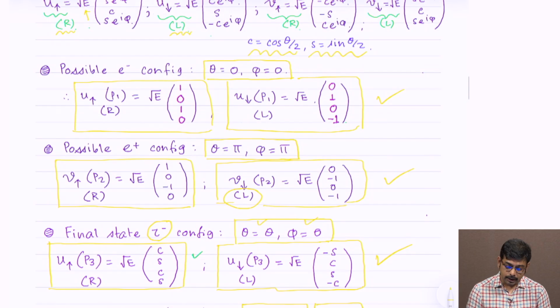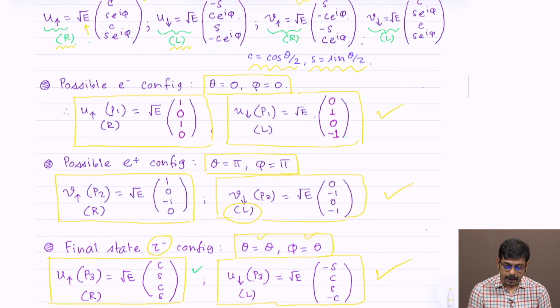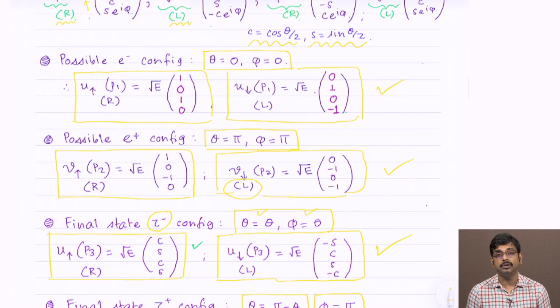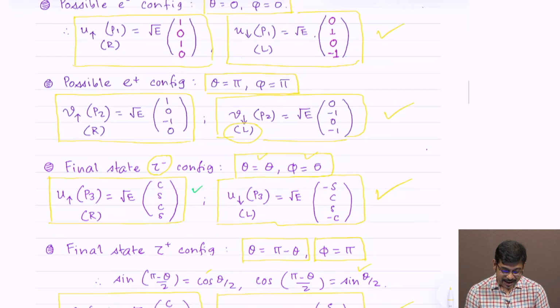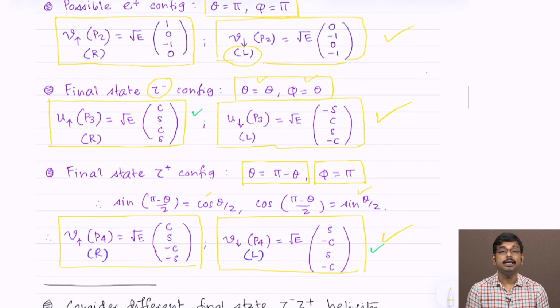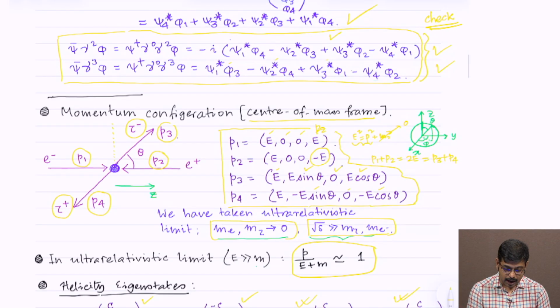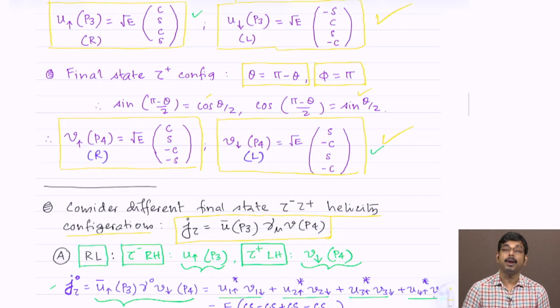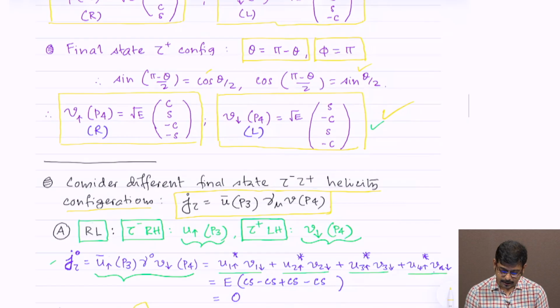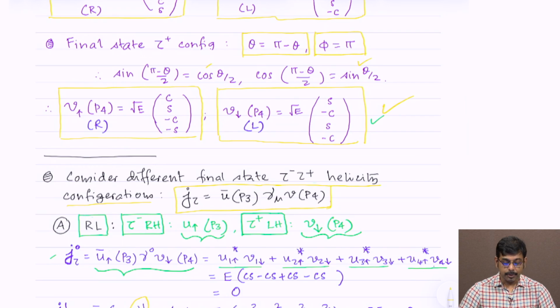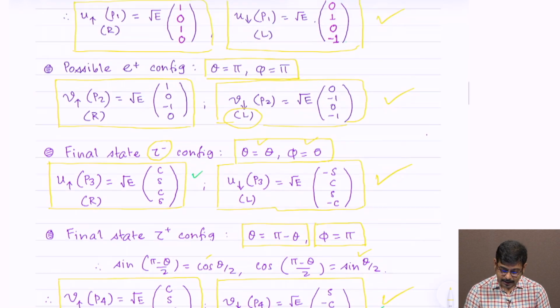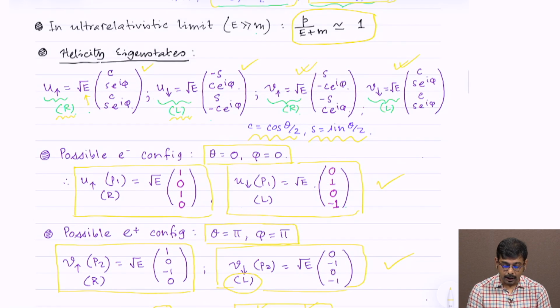The important point here is to remember that for the electron configuration we are using theta equal to 0 and phi equal to 0. For the positron, theta equal to pi and phi equal to pi. For the tau, theta is theta because tau is emerging at an angle theta, as you can see in this diagram, and tau plus is coming out in the opposite direction, so it is pi minus theta, and phi is equal to pi. So with that we have written all the spinors explicitly, using the helicity eigenstates that we derived in the class.